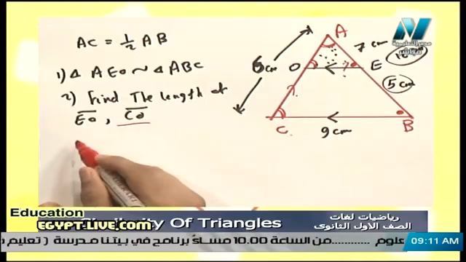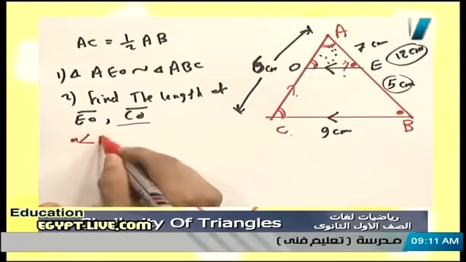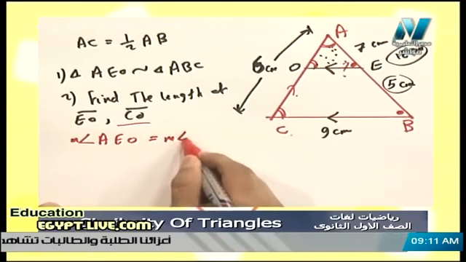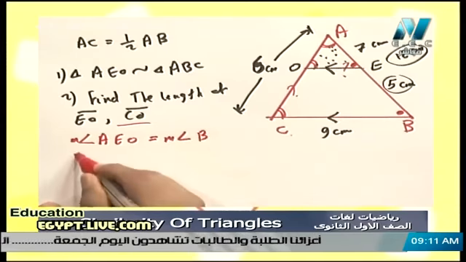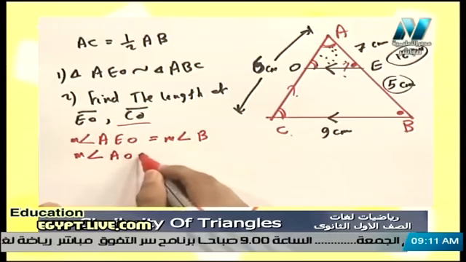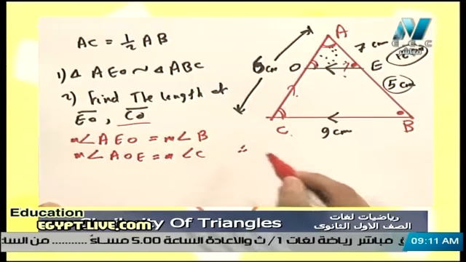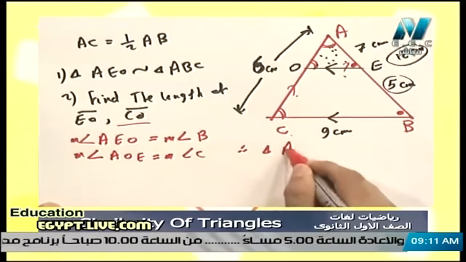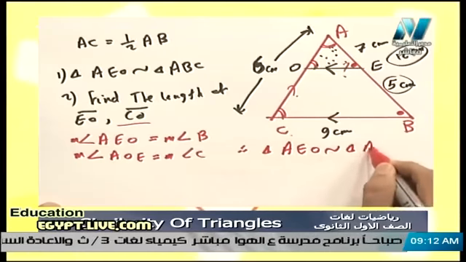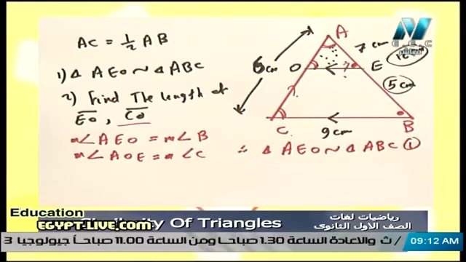So we can say measure angle AEO equals measure angle B, and measure angle AOE equals measure angle C. Therefore, triangle AEO is similar to triangle ABC. So we have the first request.